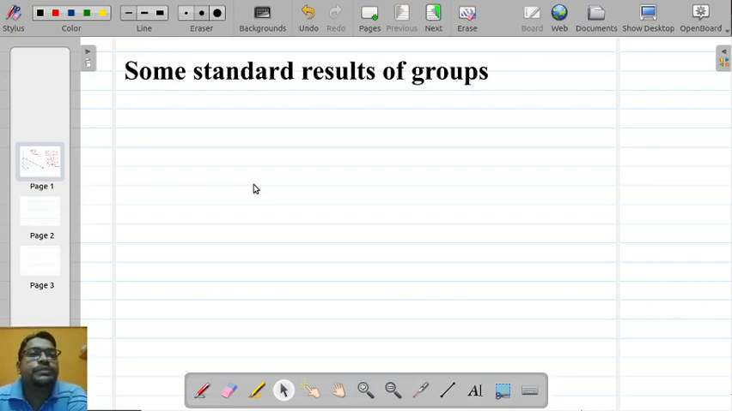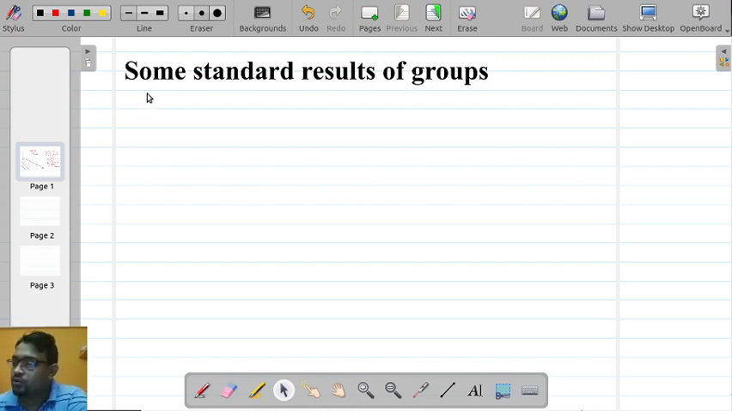Hello dear students, welcome back to our class. Today we will continue with our group theory. There are some standard results which we will prove, and we will also see some more examples of groups.